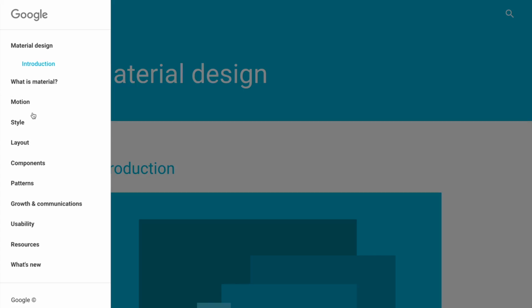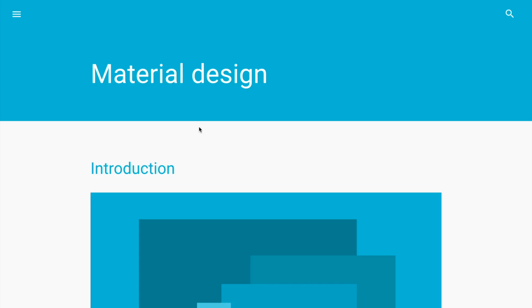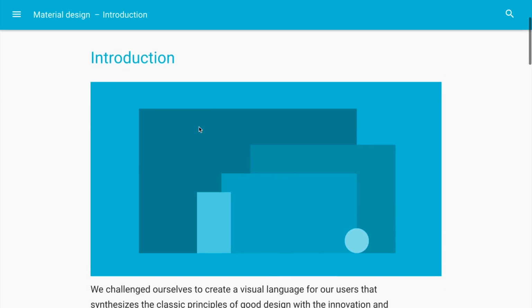What they recently did is add this motion section to it. Motion has always been very important for material design, but they never really described it. So now they took the time to explain it in more detail, and that's what we are going to review today. So, a little introduction: what material design is and what are the principles that govern it.